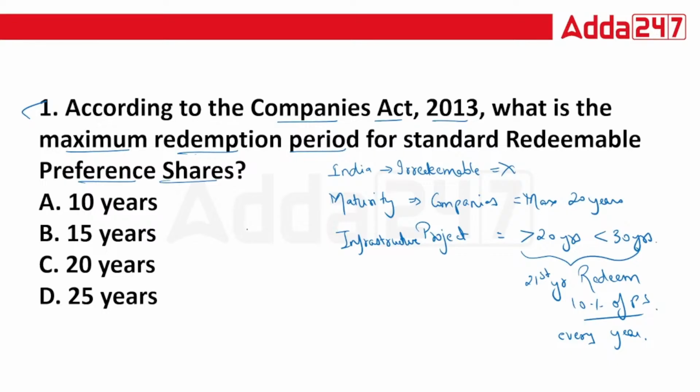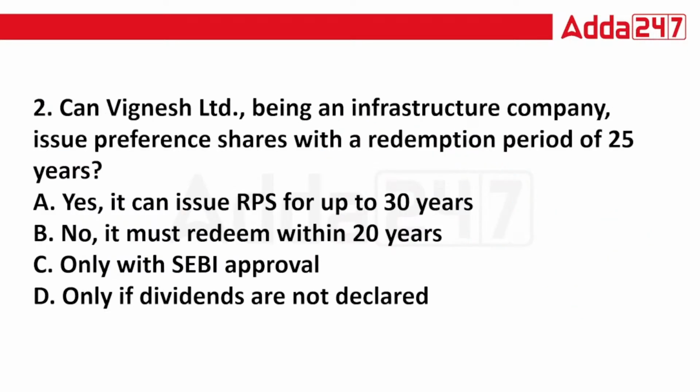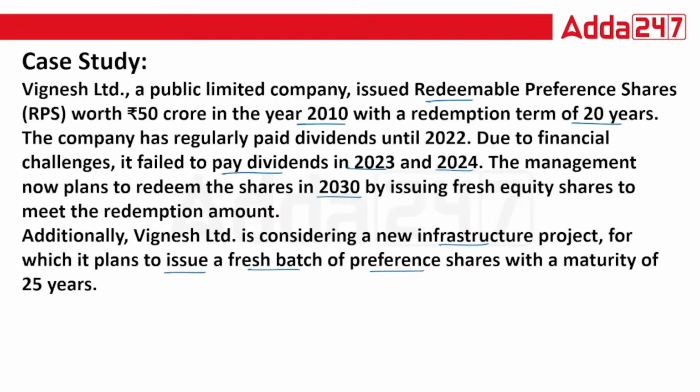But they are not asking here in this question about an infrastructure project. No. Standard redeemable preference shares. So that is 20 years. Correct answer is 20 years. Next, can Vignesh Limited, being an infrastructure company, issue preference shares with a redemption period of 25 years? Now, if you read the case study again, see this last line.